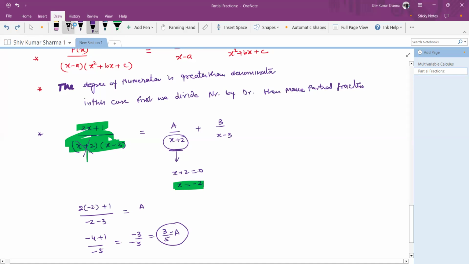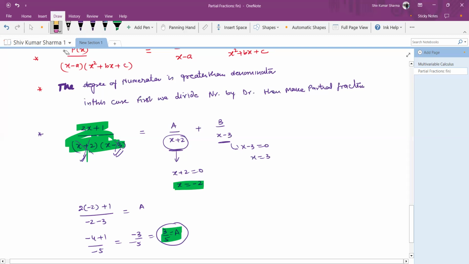3 upon 5 is the value of a. Same for calculating the value of b. So for the factor of b, we put x minus 3 equal to 0, so x equals 3. So we do not use this factor x minus 3; we eliminate or remove this factor. Now we use the other factor.